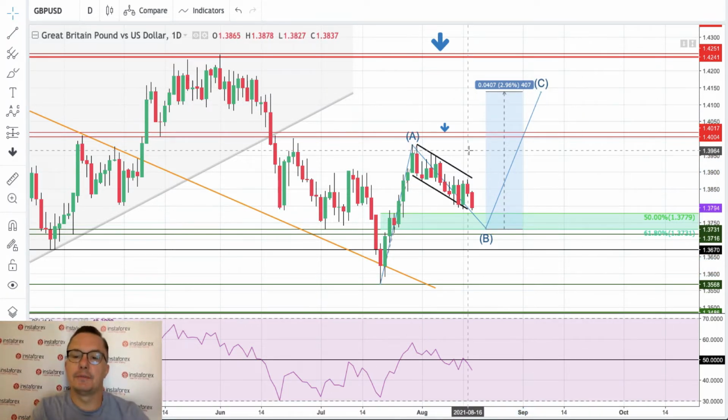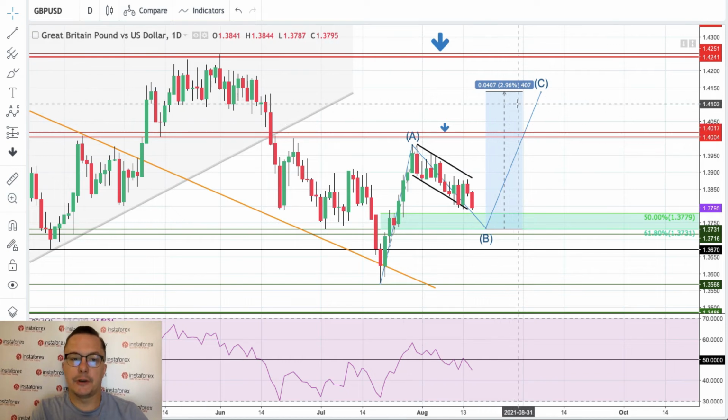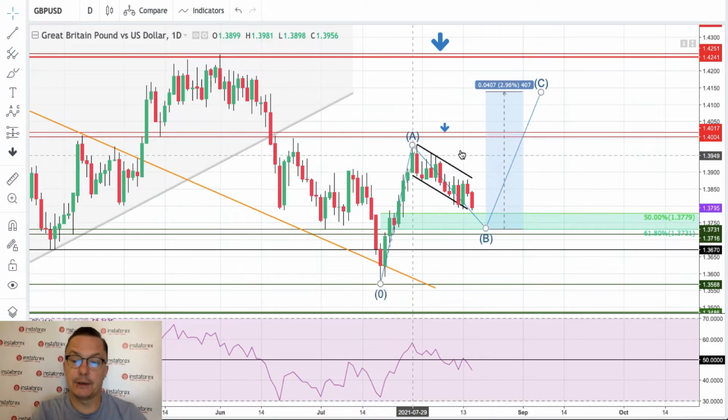1.4137. That's the Fibonacci market geometry and Fibonacci levels confluence. So we can go as high as this. If we break below 61% and the technical supports are no longer providing the support as they should, then of course this scenario might be invalidated, and we can go lower towards 1.3670, and then of course towards the lows from the end of July at 1.3568.